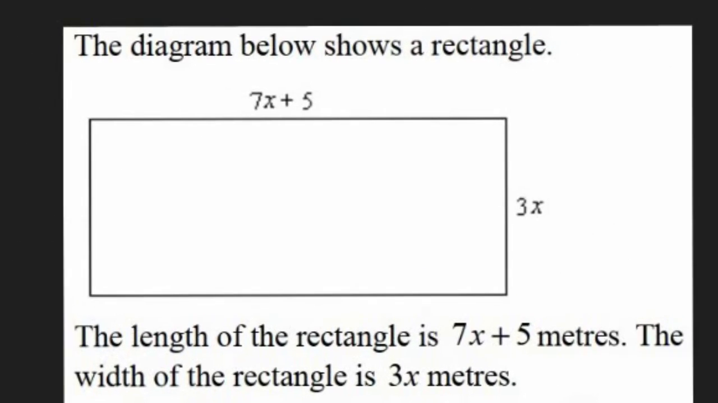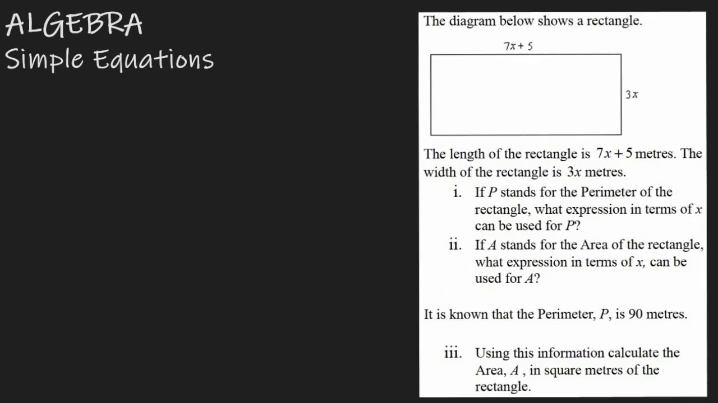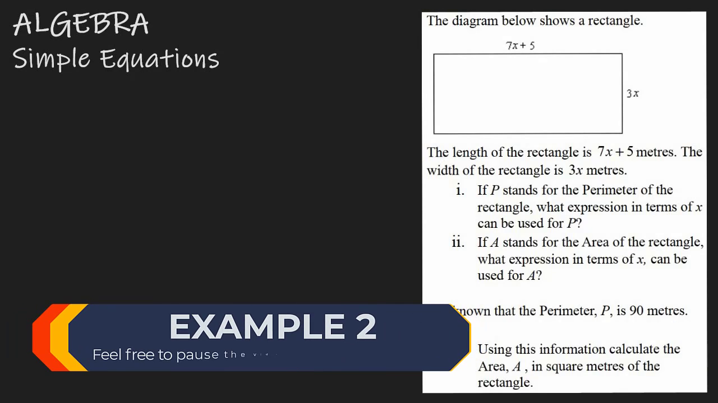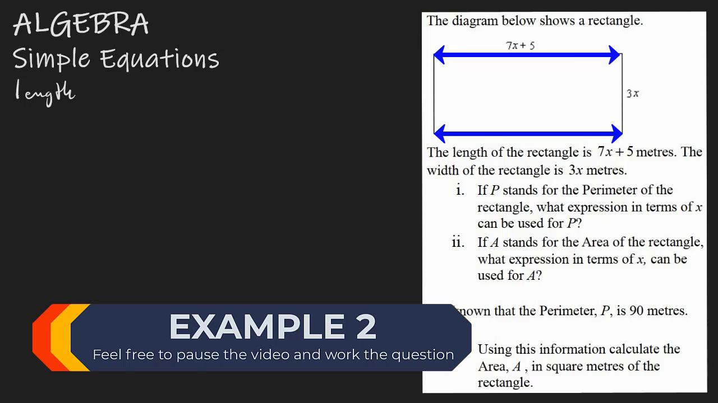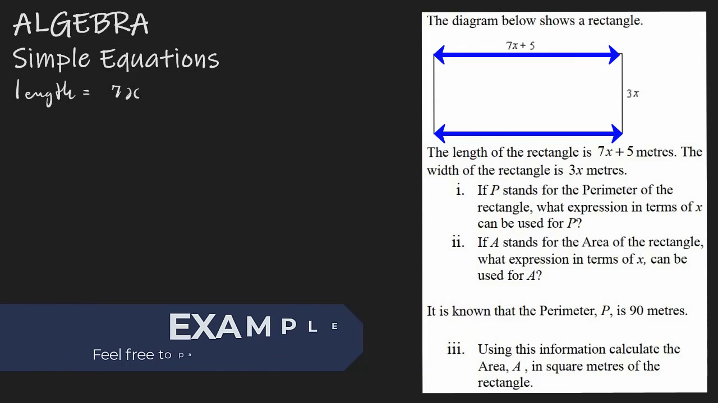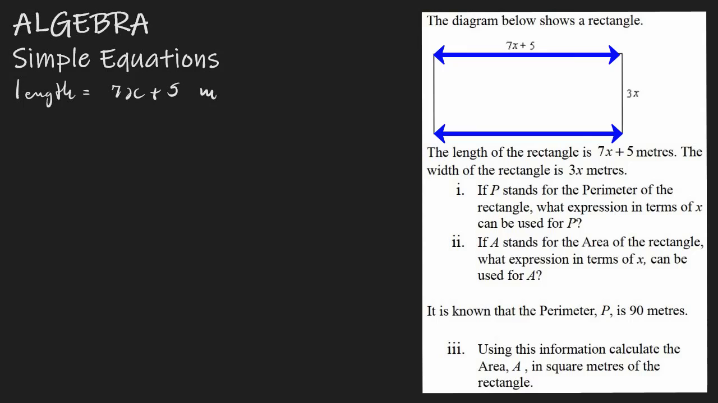In this example, the diagram below shows a rectangle. The length of the rectangle is 7x plus 5 meters. The width of the rectangle is 3x meters. Well, my first step is to write down the information presented to me. Length is equal to 7x plus 5 meters, and width is equal to 3x meters.